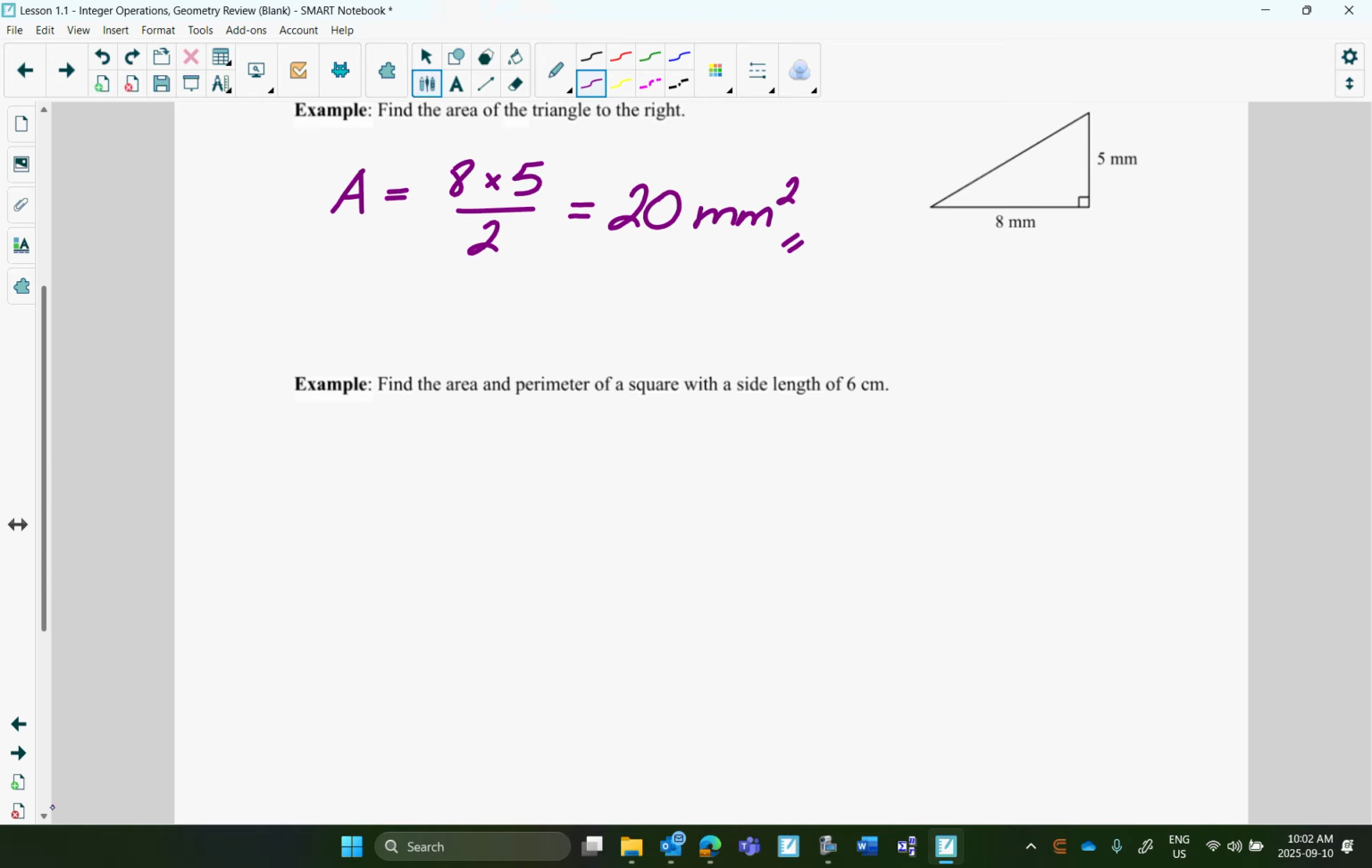And finally, the area and perimeter of a square with a side length of 6. That means all sides are 6. How would I find the area? So 6 times 6, which gives me 36, and units, centimeters squared. Good.